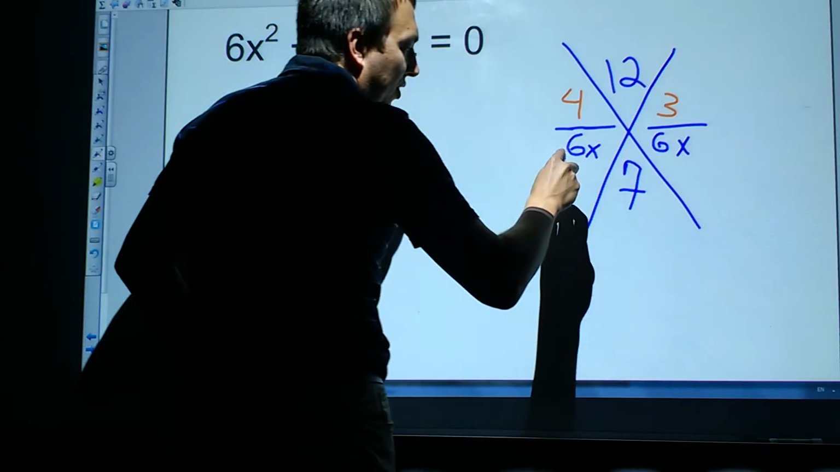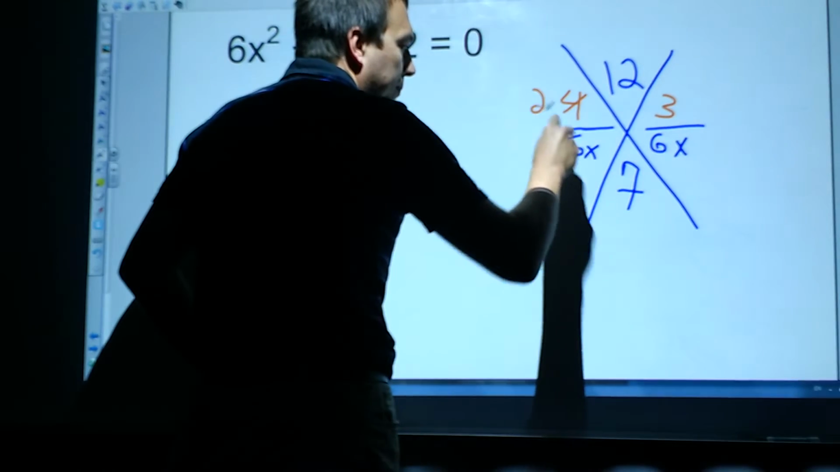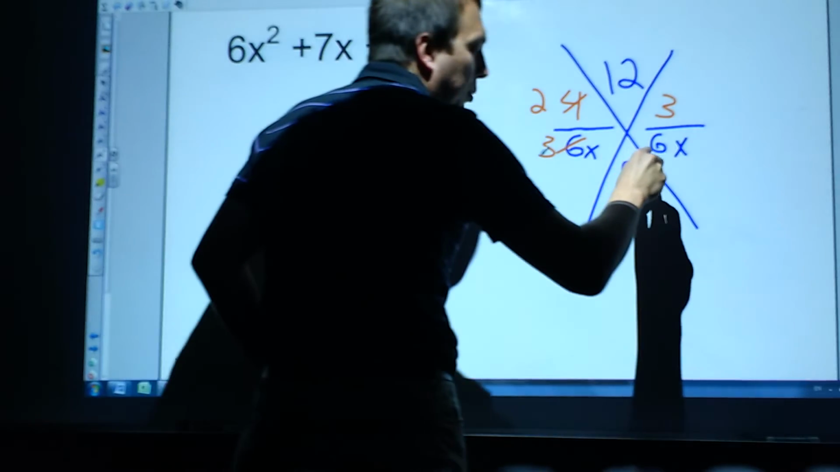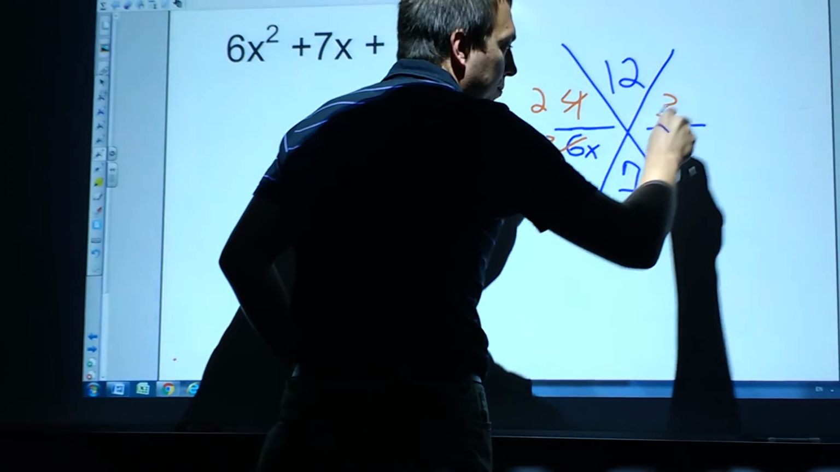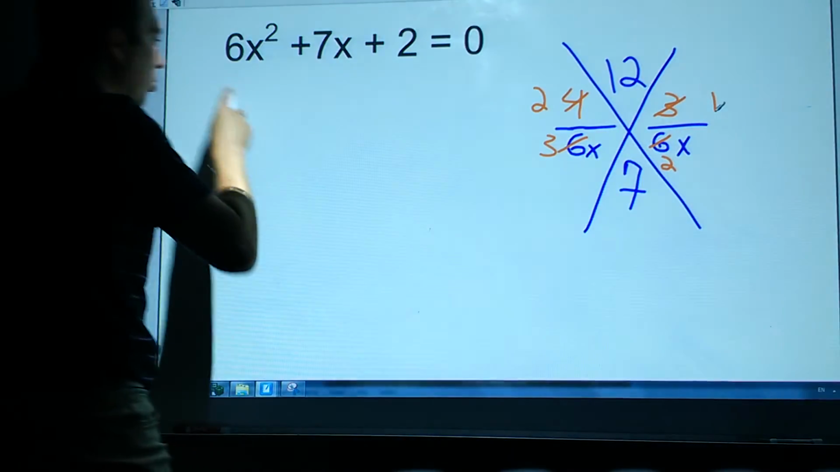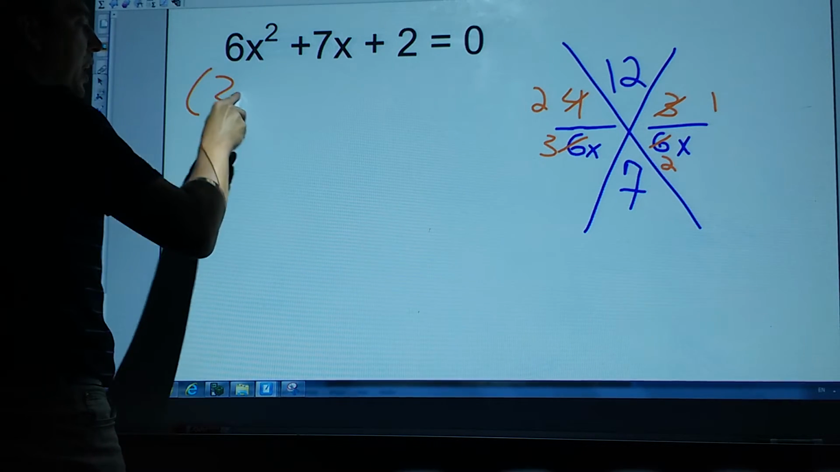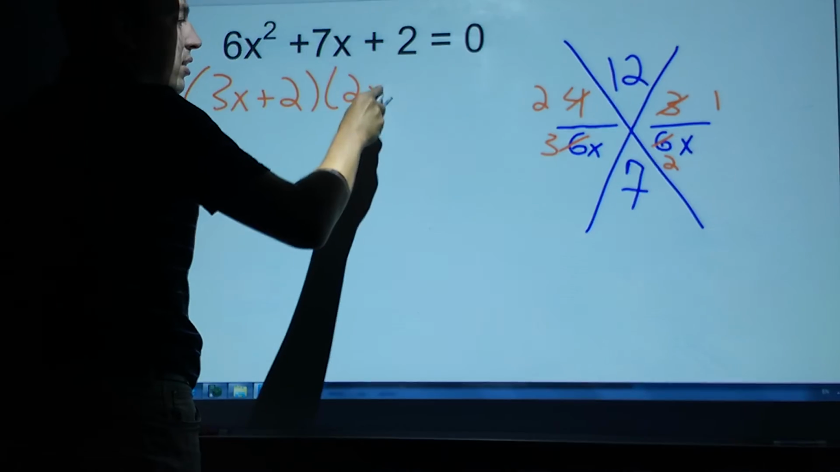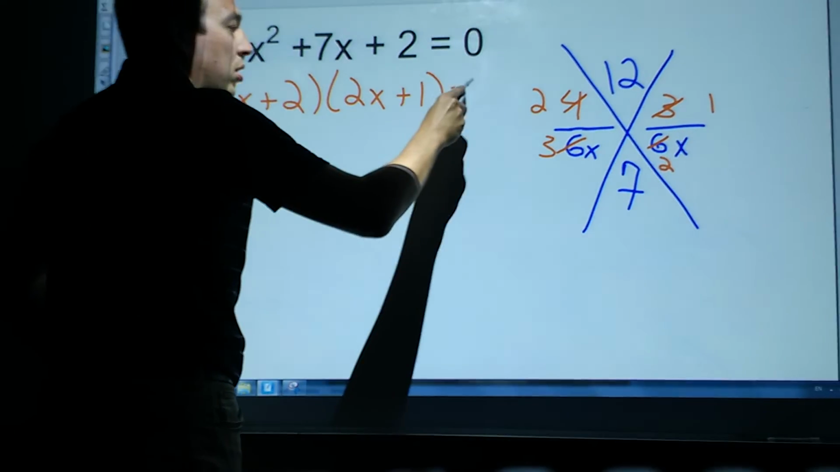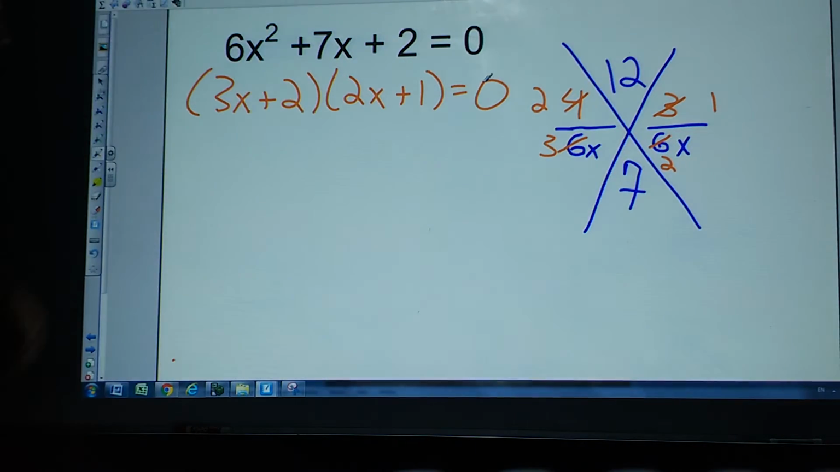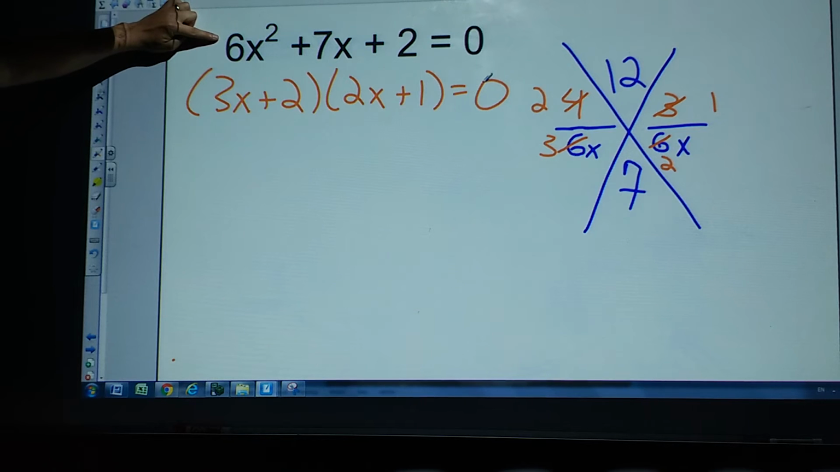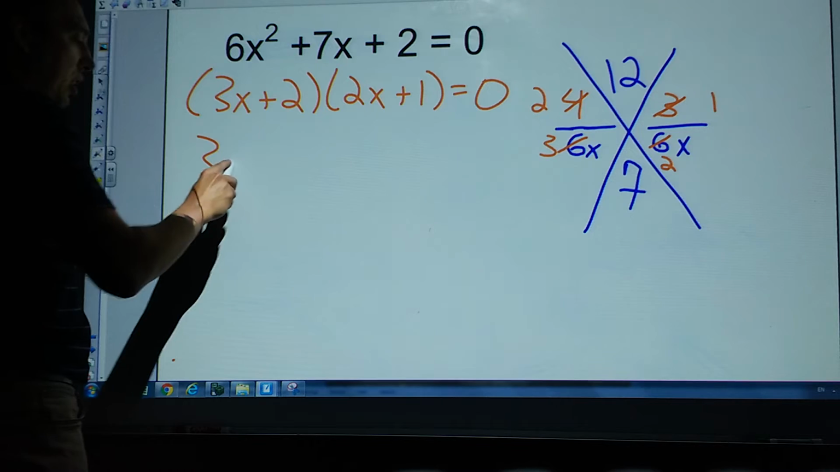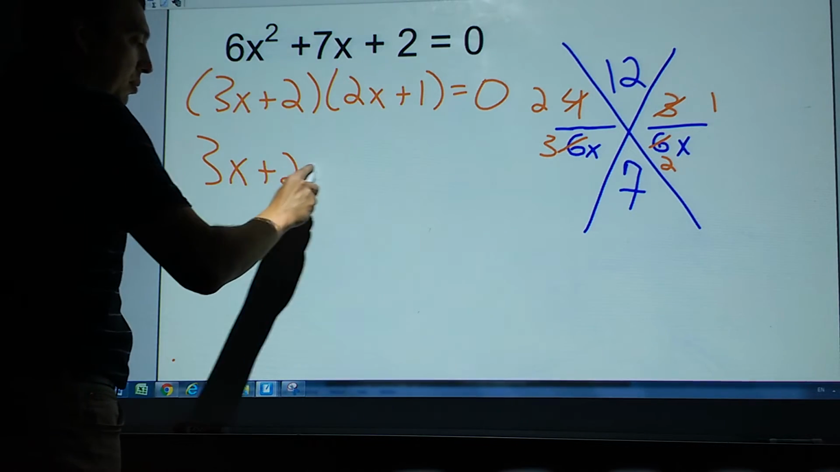So, continuing to factor, divide both of these by 2, and both of these by 3. You're going to get parentheses of 3x plus 2 and 2x plus 1. So this is a good practice of factoring when the number out in front is not 1. Then you set each part equal to 0 like we did on the other problems.